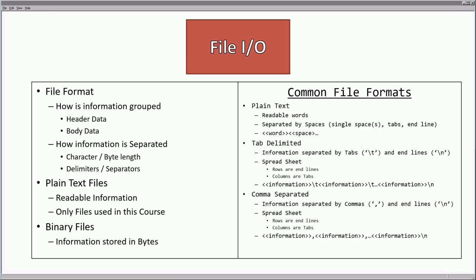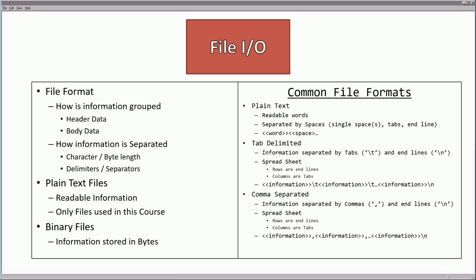Think of it this way. If we have an image file, some of the header data might be the image's dimensions. So what is the length and the width of this image? The body information would be the color data. So given this dimension, at this position, at this pixel, what should this color be? You would need to have both in order for this to be displayed correctly.